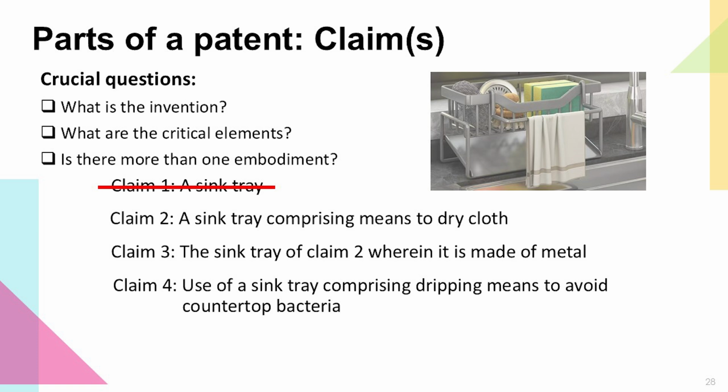We could also claim the metal type, how the tray components are set up, add that it's for a kitchen sink, not any sink, make it as specific as possible, and it goes on and on and on.